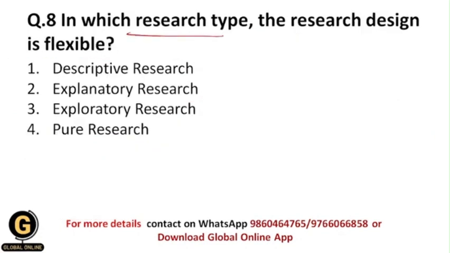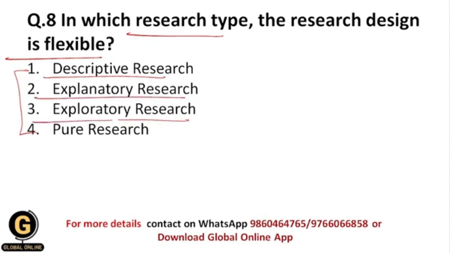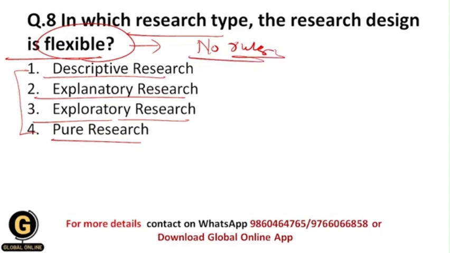In which research type the research design is flexible? Okay, so here again we have given 4 types of research, and in which research the research design is flexible. So whether it is descriptive research, whether it is explanatory research, whether it is exploratory research, pure research. So flexible means there are no any rules. Okay, we can follow any kind of a step, we can follow any kind of informal ways while doing the research. This is called as flexible. So within the descriptive research, whatever incidents, whatever situation, or whatever person over there, we are going to describe the characteristics of that thing as there it is.